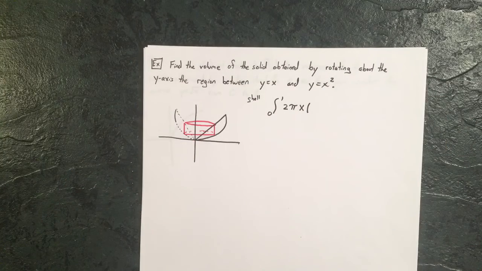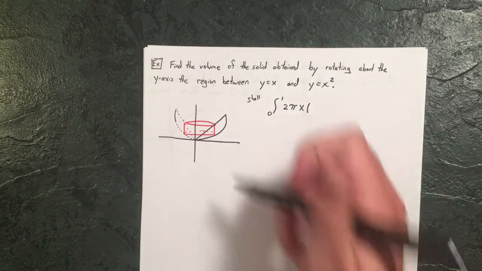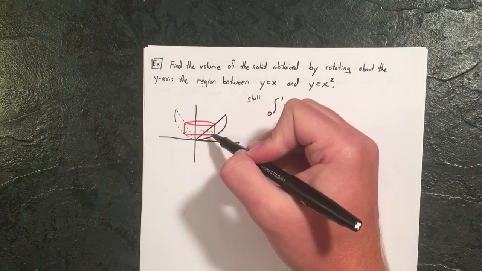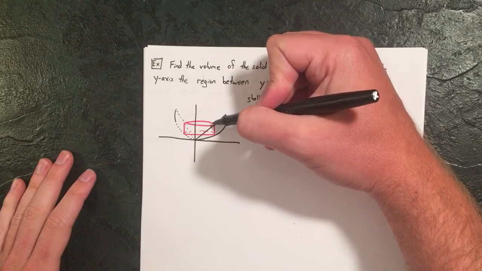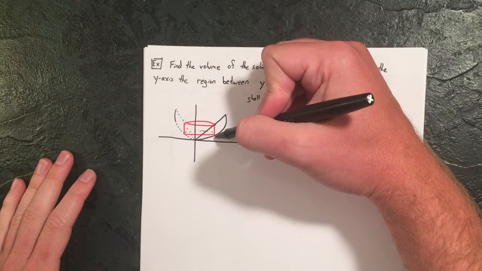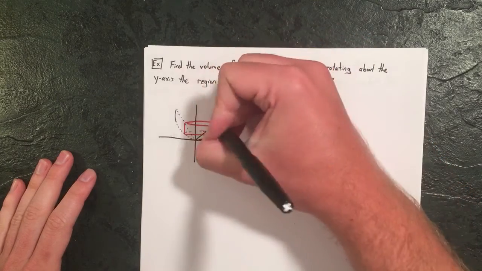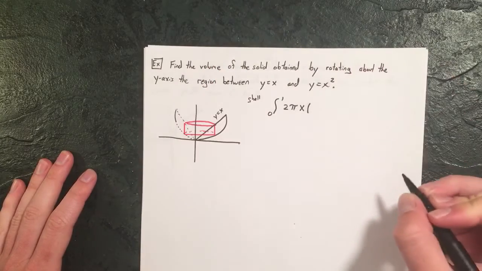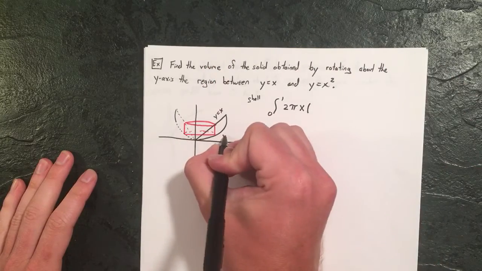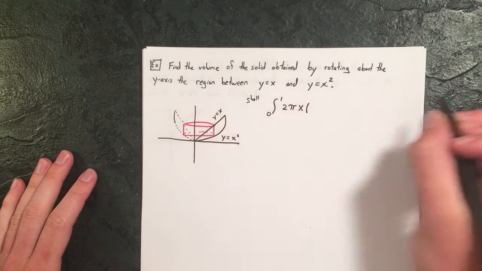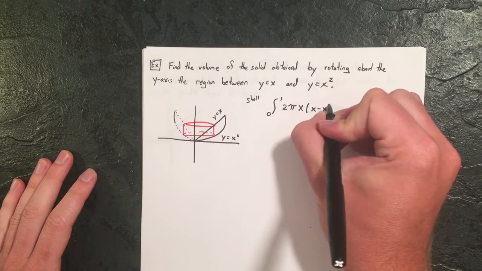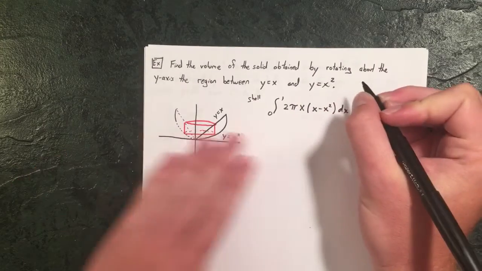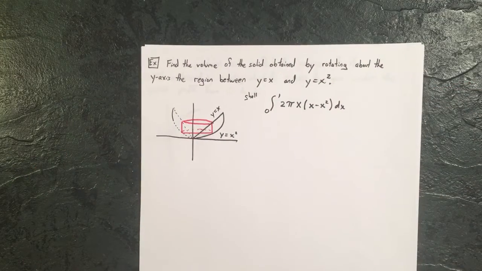The next thing we're going to have to look at here is what this height is going to be. So the height here is going to be, kind of like we did before, the top function minus the bottom function. So what's the top function here? That's the y equals x that we have, whereas our bottom is the y equals x squared. So we can apply that right here to what this f of x is. x minus x squared. And at this point we have the setup. Let's go and see what it looks like.